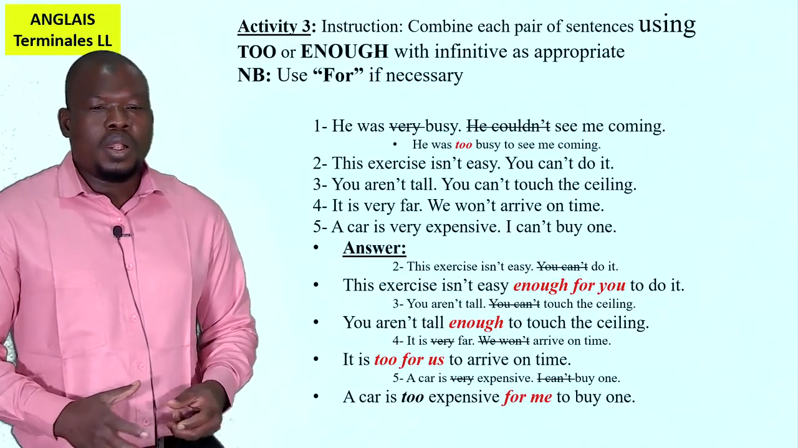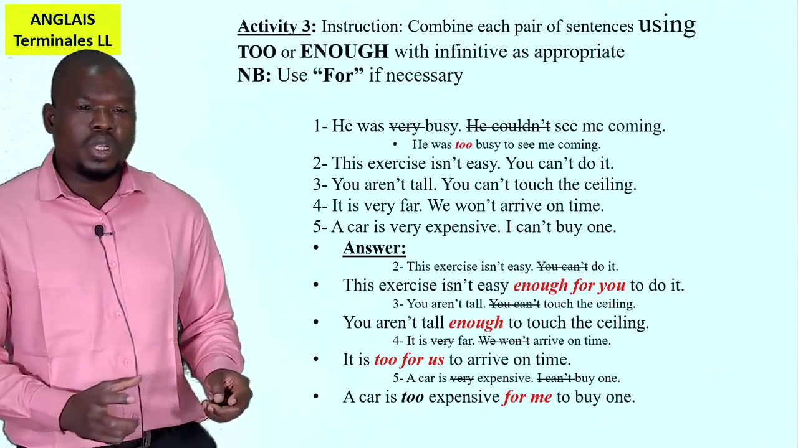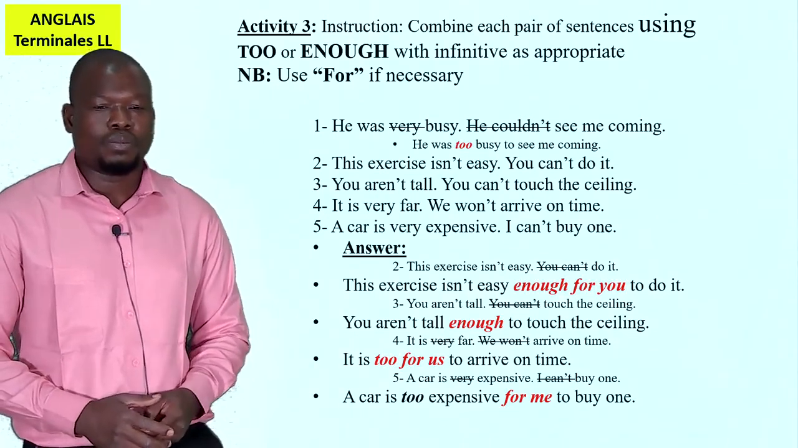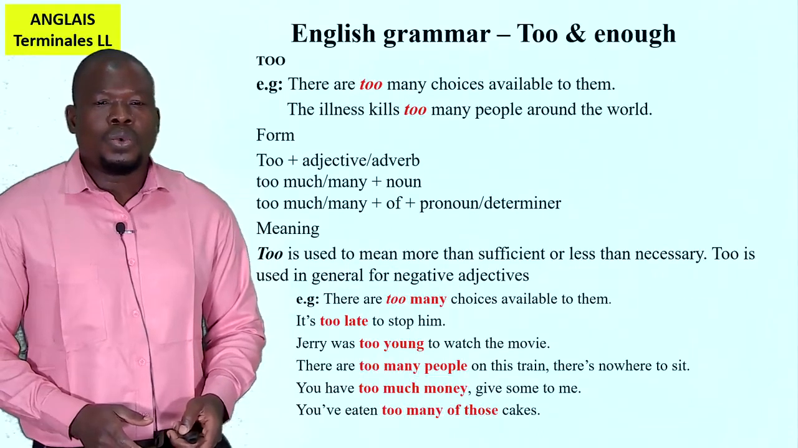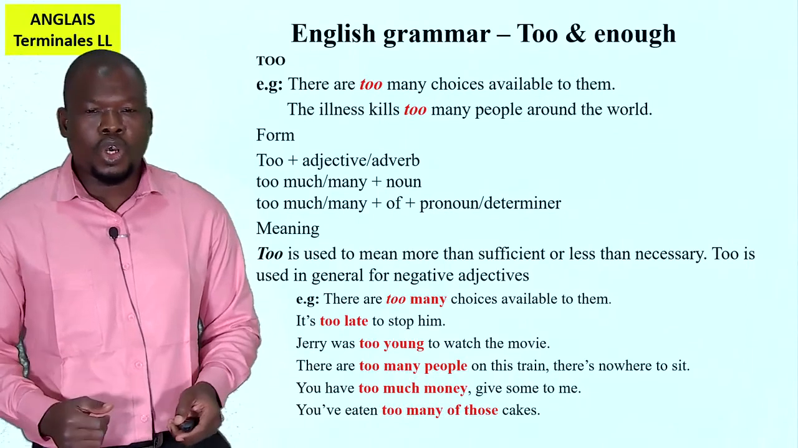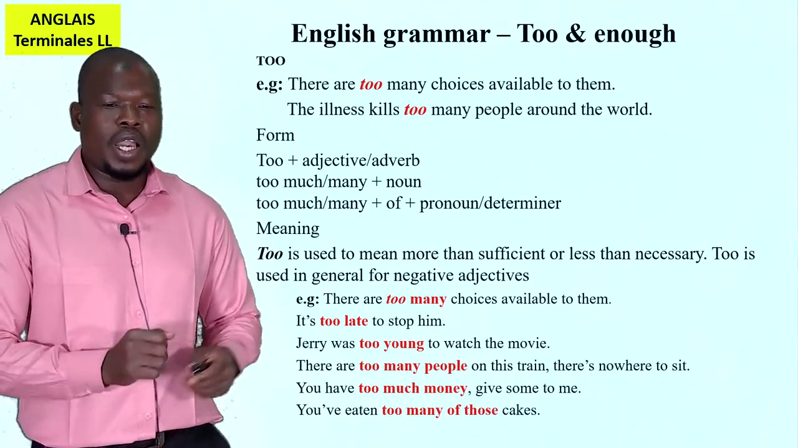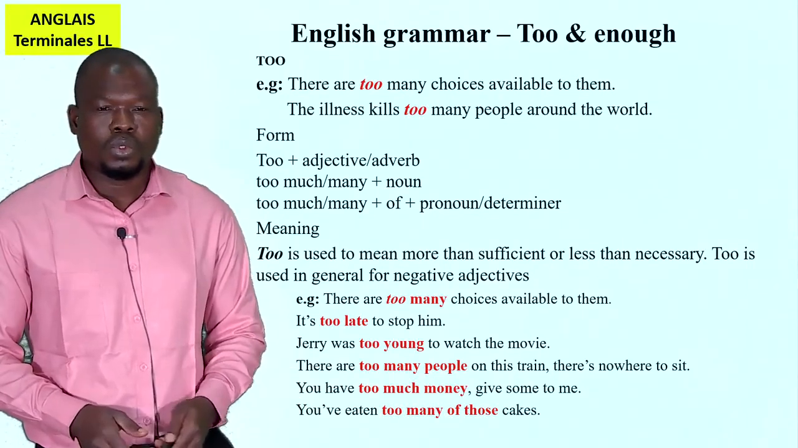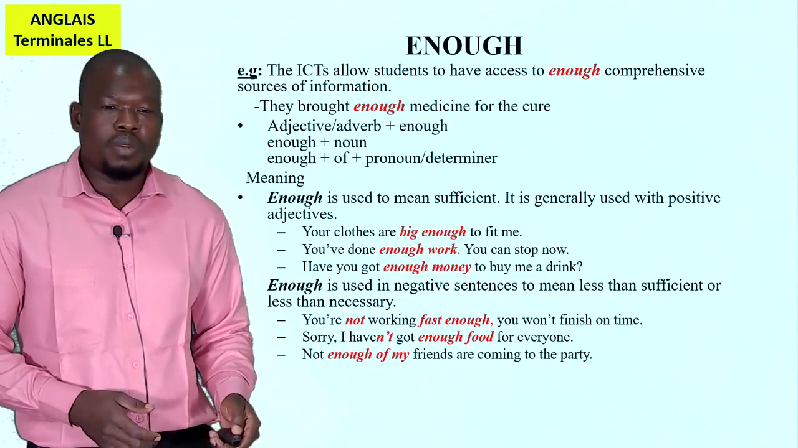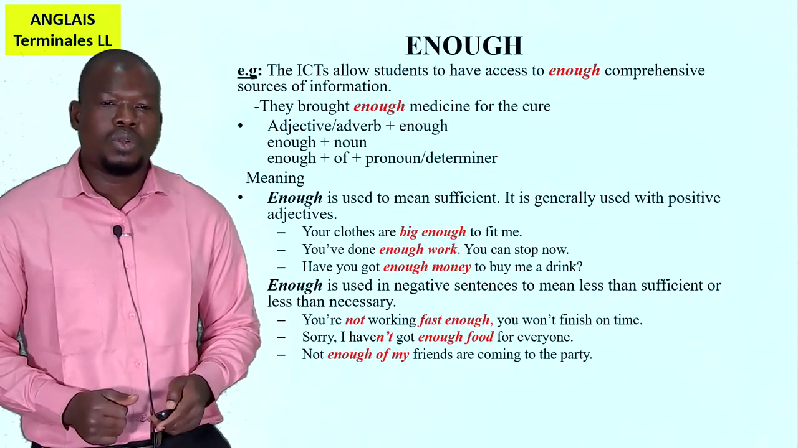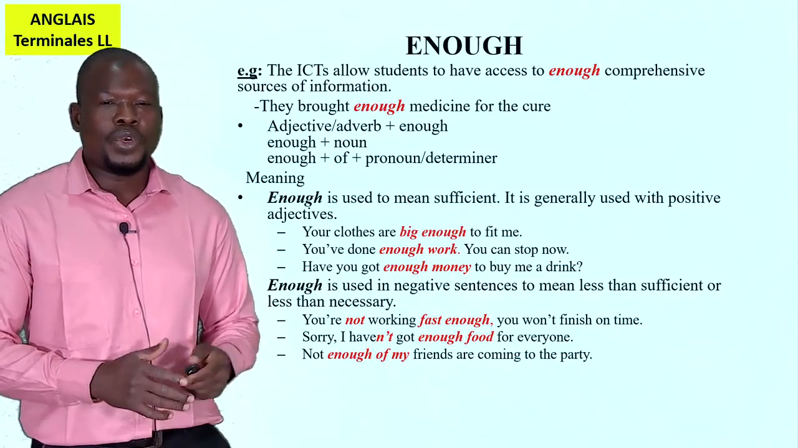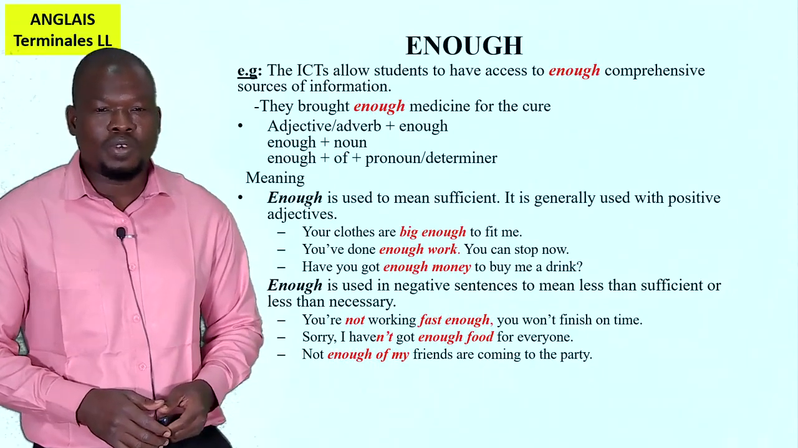Okay, let's have some explanation about too and enough. I mean the use of them. Here we can say too is always before the adjective or the adverb, but enough can be before the determiner, but it is always used after the adjective or adverb.